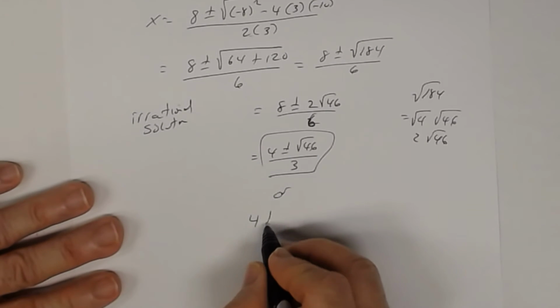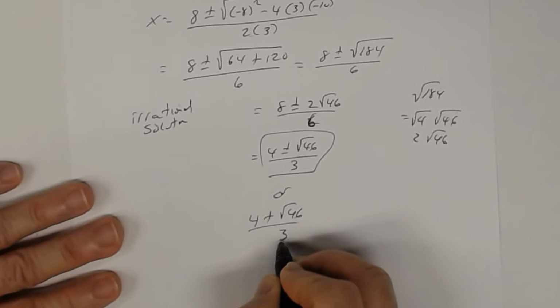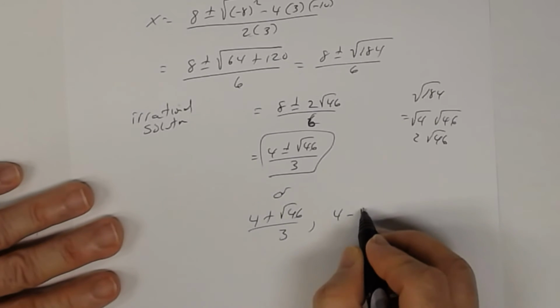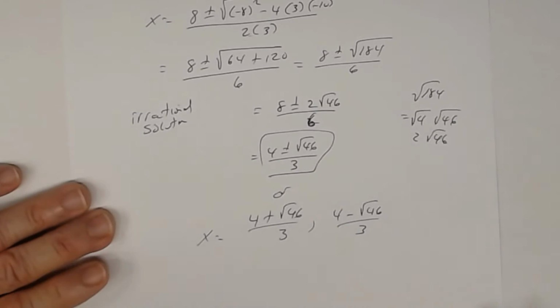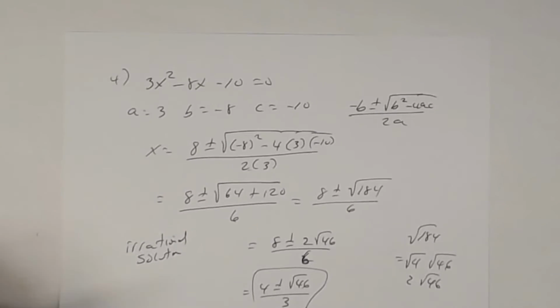You could say 4 plus the square root of 46 divided by 3, comma, 4 minus the square root of 46 divided by 3. All right, so those are your two solutions. So that was number 4. Okay, let's look at number 5.